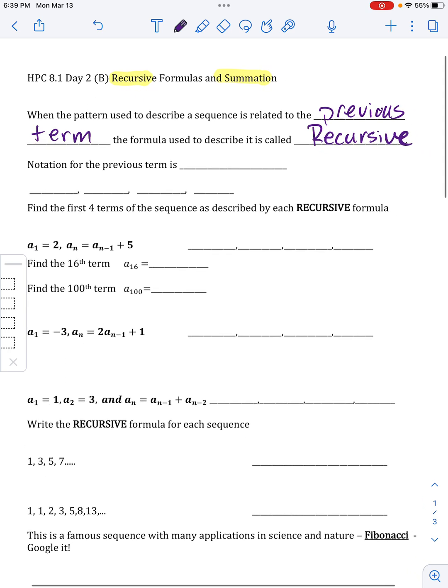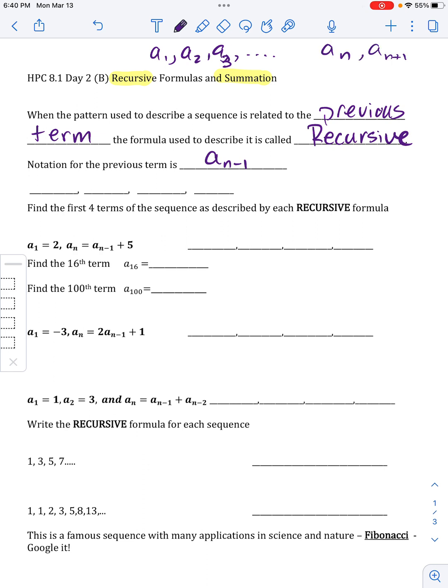And the notation for the previous term, as we talked about yesterday, is a subscript n minus 1. Because if I'm cruising along here, first term, second term, third term, and so on, at some point I get to the nth term. The one after that would be one higher, and the one before it would be one lower as a subscript. So this previous term is what we're talking about.